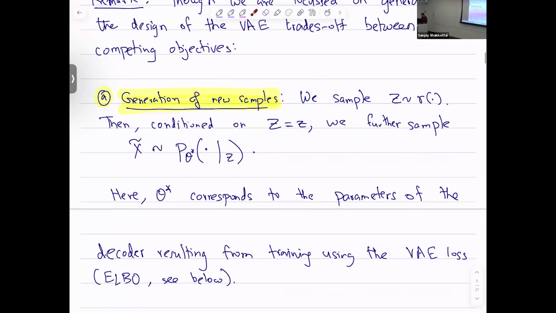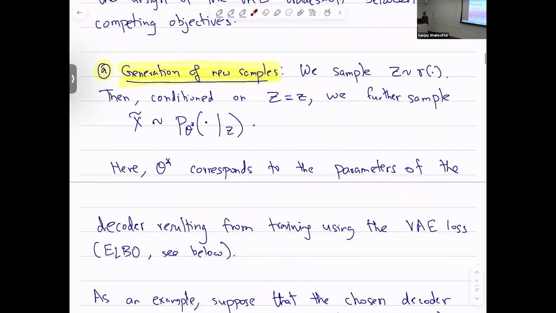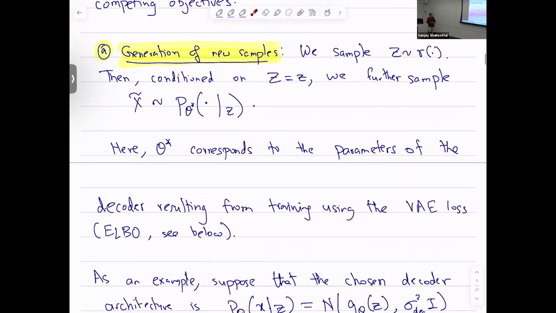So what we are doing is to trade off between two competing objectives. First, generation of new samples. I'm just rehashing what we said before, which is during operation, you sample a z from R, then condition on z, we could further sample an x tilde from p theta star of dot given z. So theta star is whatever you have trained. We'll talk about the training losses in some time. Theta star is what you have trained, and this comes from the VAE loss, which is the ELBO loss.